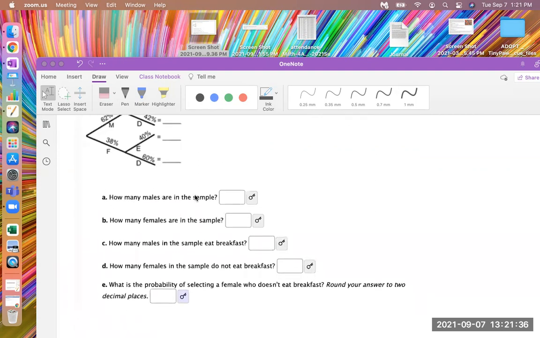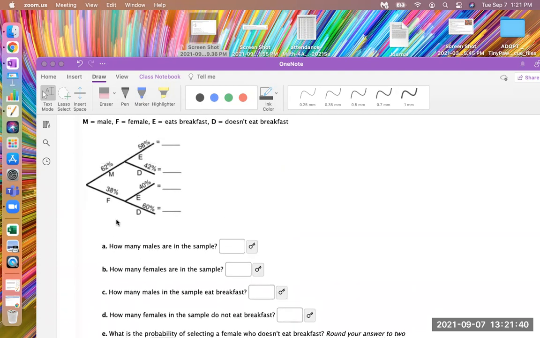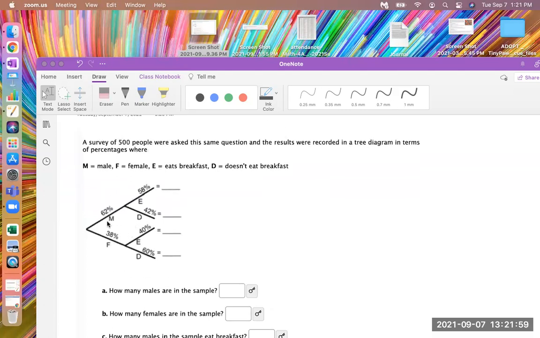So how many males are in the sample? This first tree says that 62% of the people were males and 38% were females. So all we have to do is find the number of males in the sample. They said the sample was a total of 500 people, 62% were men. So 62% of 500 is your answer here. Let me find that.